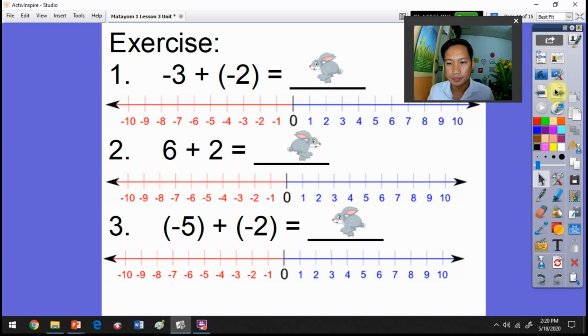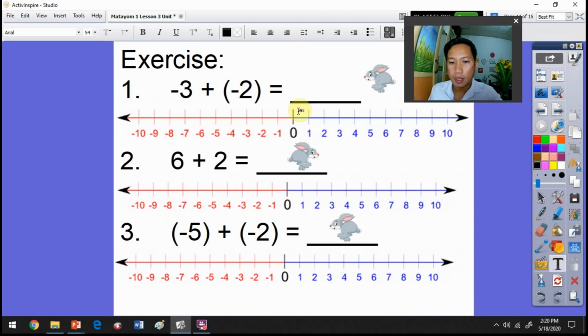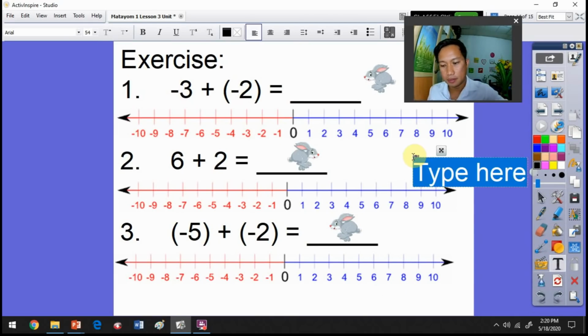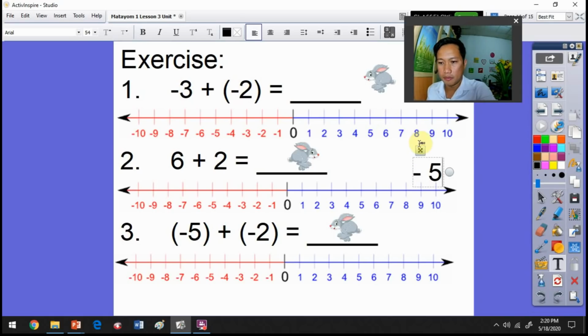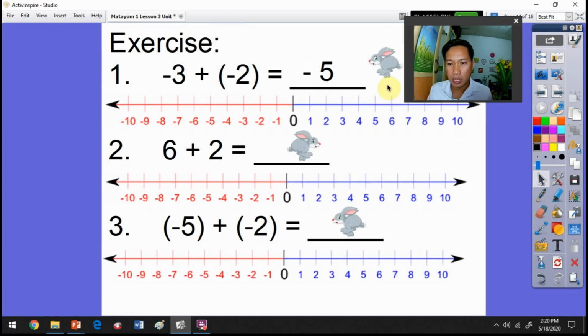Good job. Now let's do some exercises with adding integers with the same sign. We have negative 3 plus negative 2. Since both of them have the same signs, negative. 3 plus 2, 5. Let's check our answer with our hopping bunny. We move to the left first 3 times. 1, 2, 3. Next, we hop 2 more times to the left. 1, 2. It's correct. Good job.